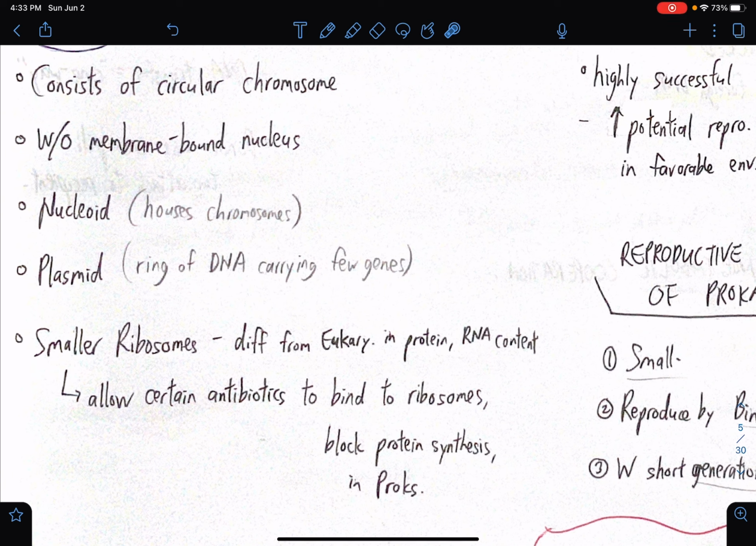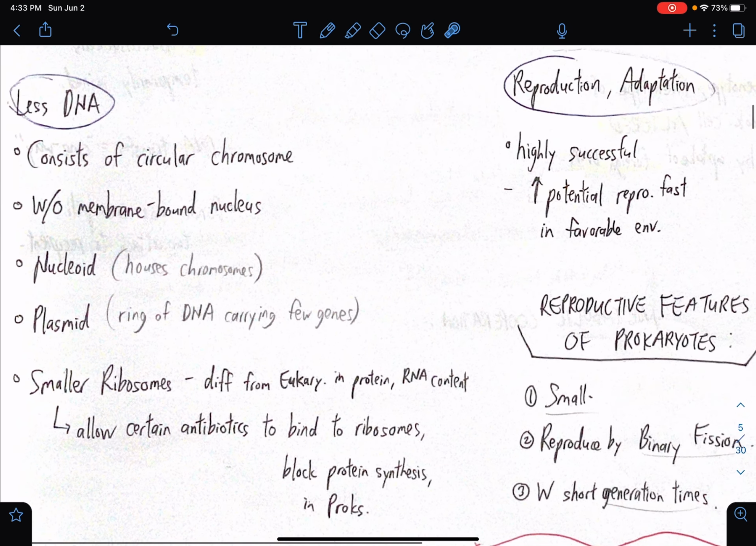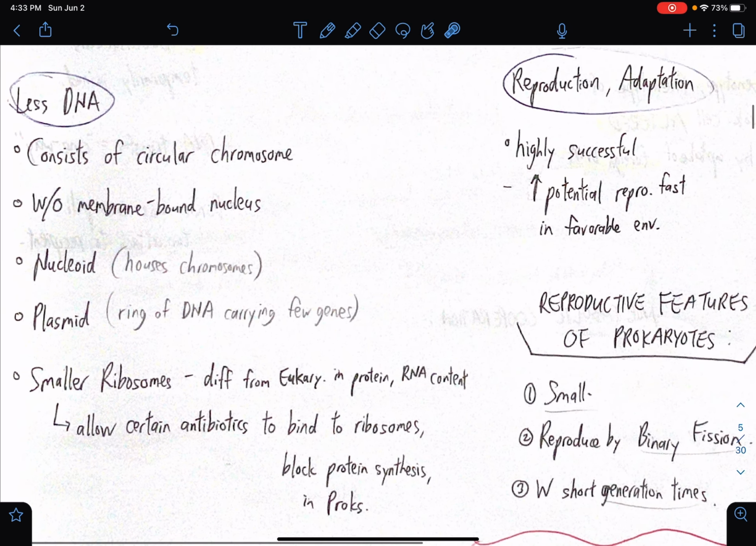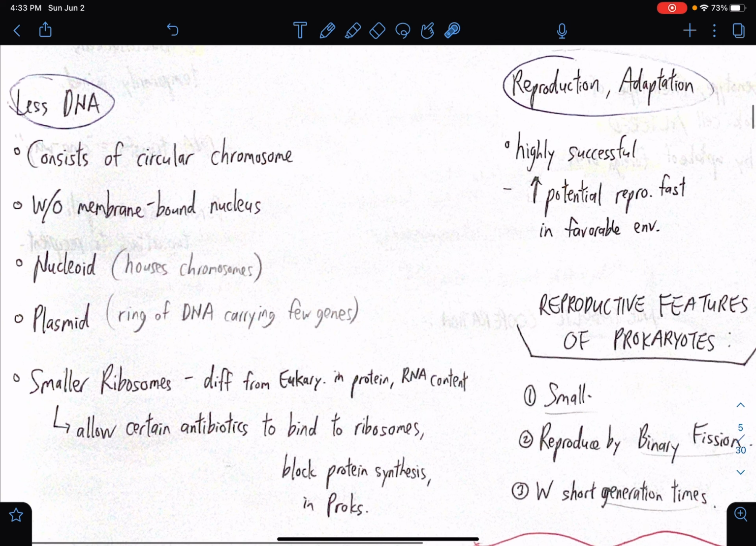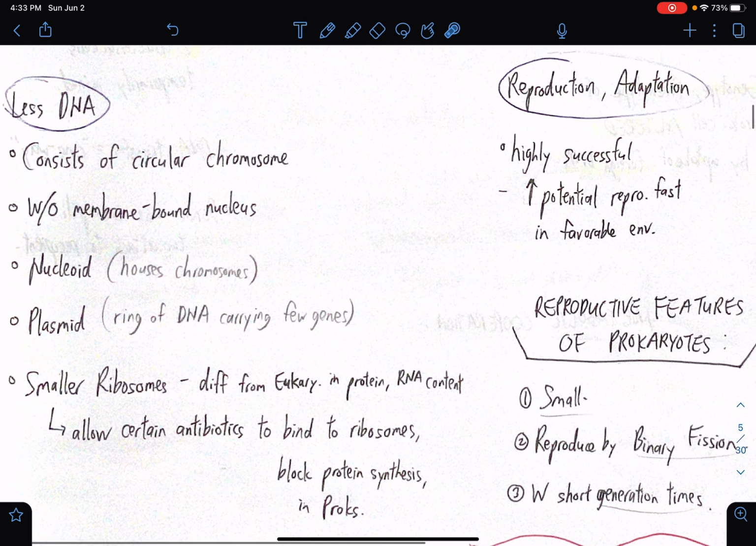So, in the inability to carry out protein synthesis, prokaryotes may not continue their species, especially if these bacteria are harmful to the body. And that's the reason why antibiotics are useful. They address particularly that kind of dilemma.